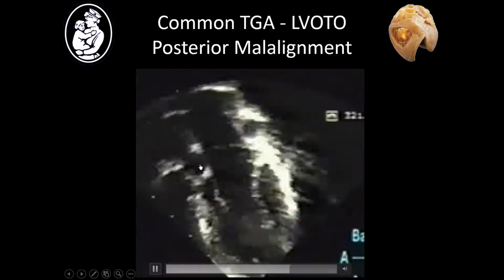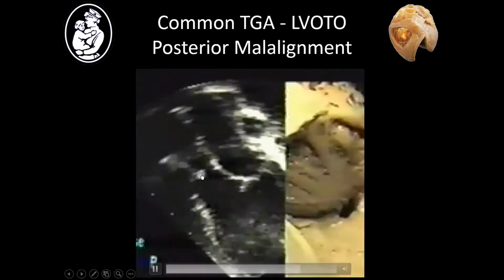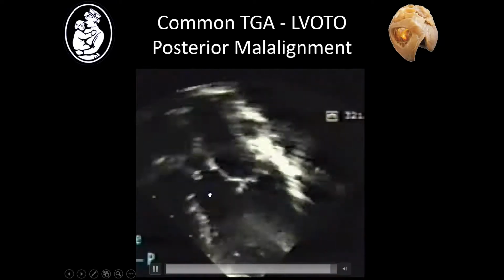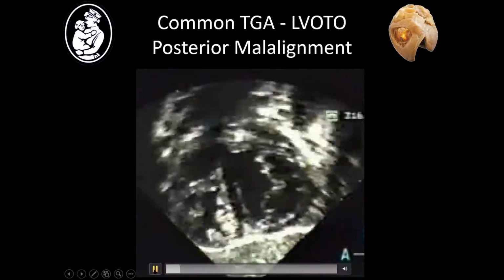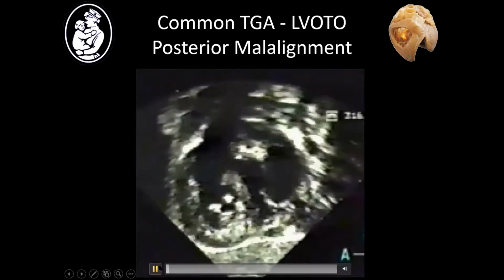Here, there's pulmonary valve. This is infundibular septum. And you can see the narrowing in the subpulmonary area. This is the ventricular septal defect with aorta here. So this is subpulmonary stenosis from a posterior deviation of the infundibular septum.